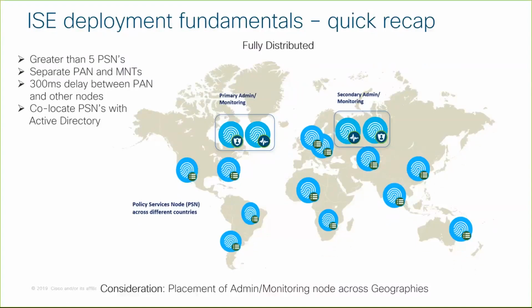What it means is when the user authenticates, to avoid any delays or issues, we have seen from the field and from experience that the Active Directory global catalog server that is used for authentication should be co-located in the same site as the PSN, to give optimum performance.